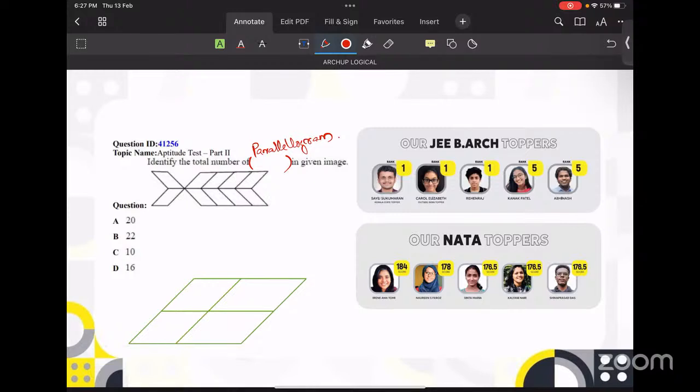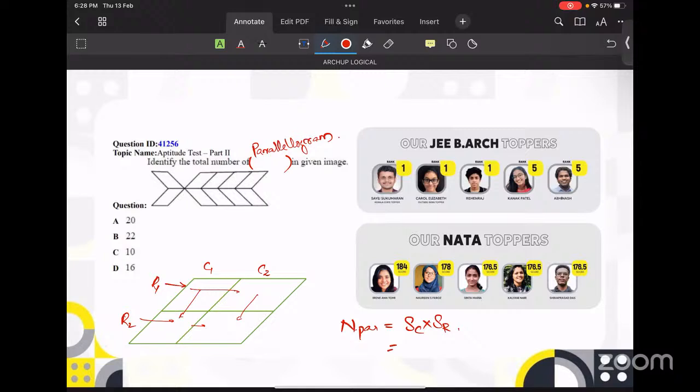Anyway, I will give you a technique also. These are columns, column 1, column 2. These vertical things you can call columns, and these horizontal things you can call rows. Row 1, row 2. So the number of parallelograms is equal to the sum of columns into the sum of rows. This is the technique we are going to use.